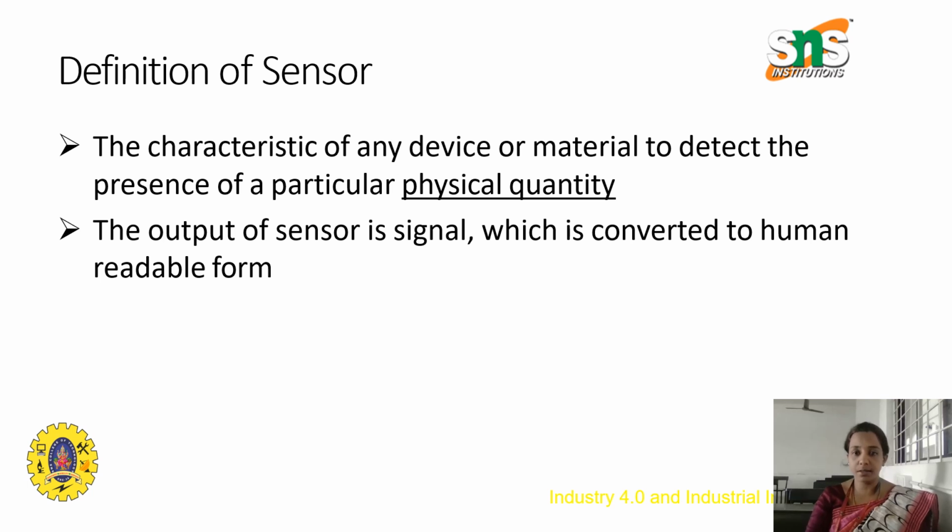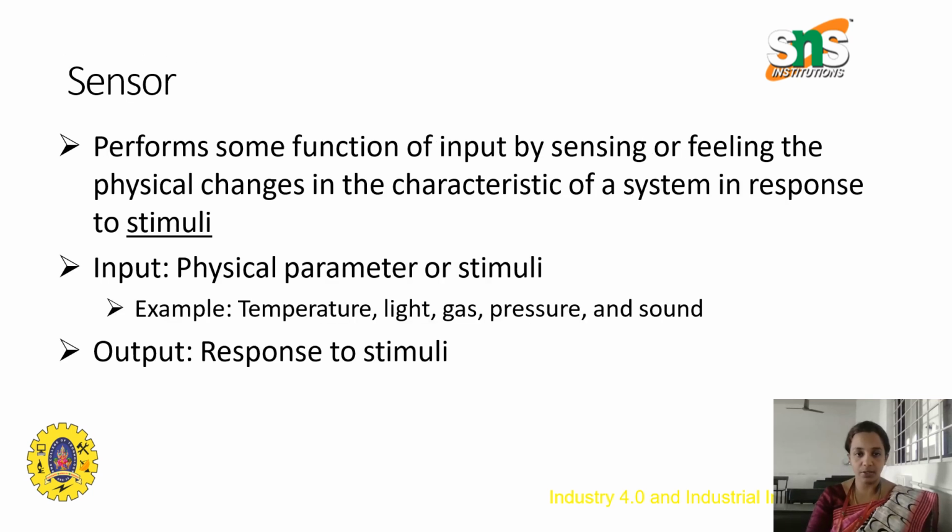The output of the sensor is the signal, which is converted to human readable form. Usually, the analog signal will be sensed by the sensor, and the sensor signal will be given to a microcontroller or system, and there it will be converted into digital signal. So, we learned about sensors in more detail. Sensors perform some function of input by sensing the physical changes in the characteristics of a system in response to stimuli. So the input is usually a physical parameter or a stimulus.